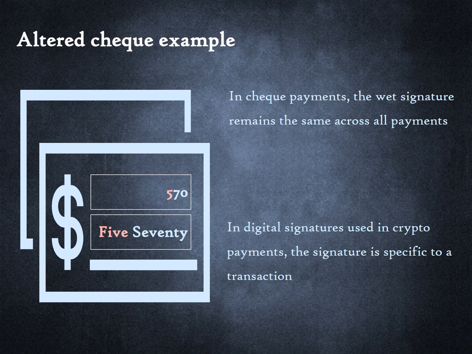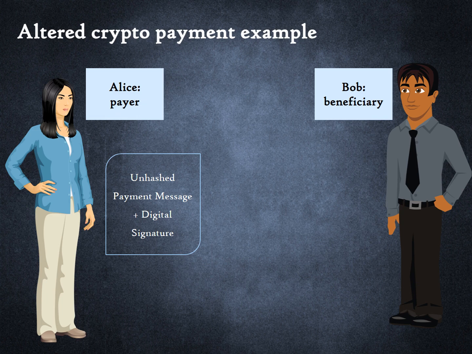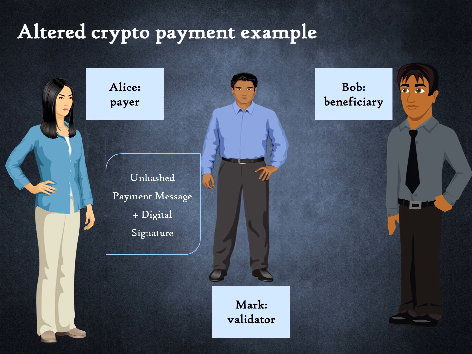Next, we will see what happens if this occurred in crypto payments. Let us go back to the scenario where Alice submits a payment message with a digital signature. The intended beneficiary is Bob. Mark, a validator on the blockchain network, changes the destination blockchain address to his own instead of Bob's.